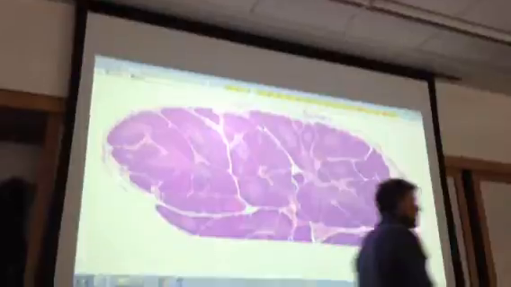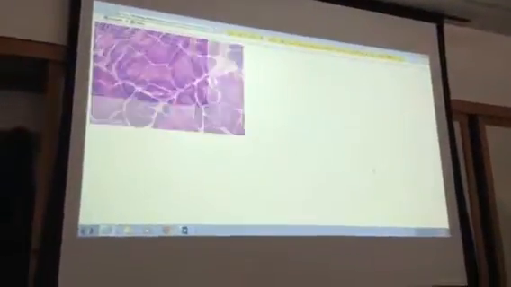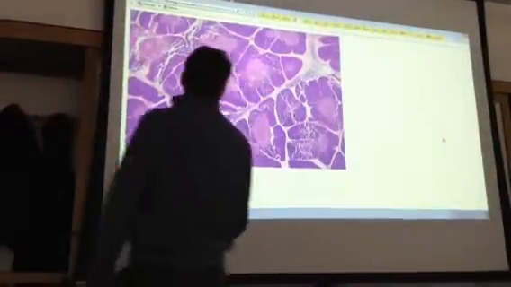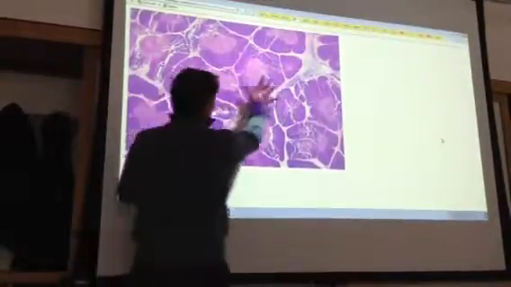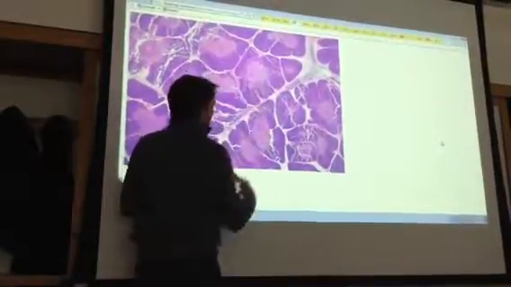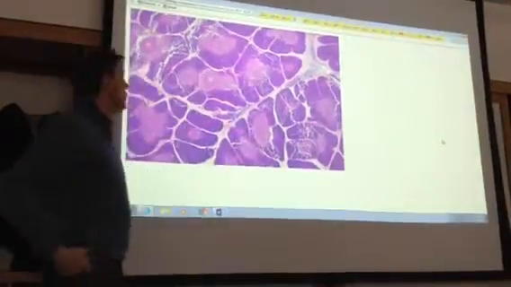Okay? Let me show you another slide here. So again, here is more thymus. So again, something like this, that would be a lobule. The part that's dark on the outside is the cortex. The lighter part on the inside is the medulla. Okay?